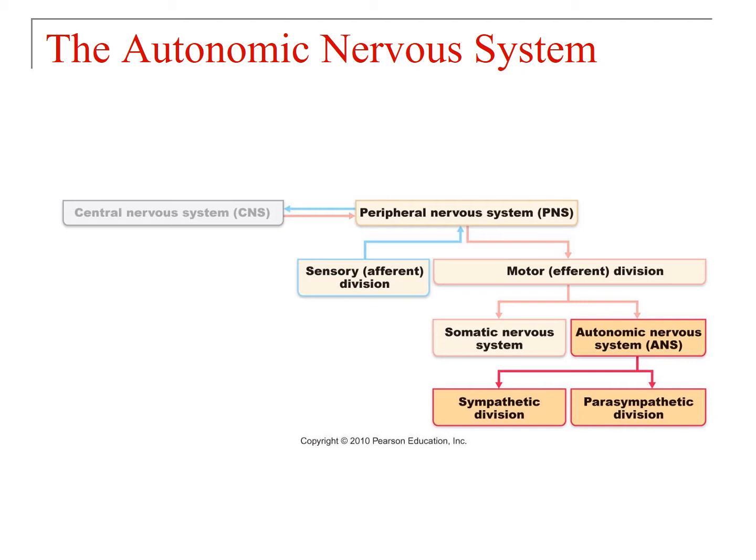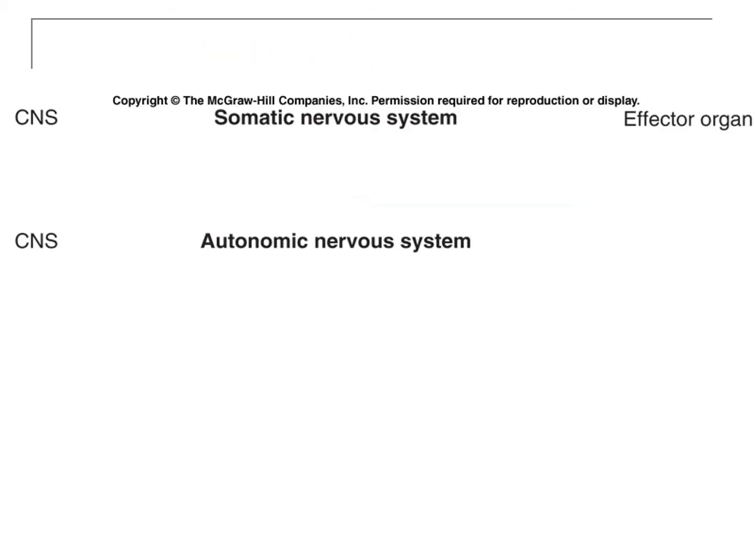So in this last video, we're going to talk about the autonomic nervous system. Basically, the autonomic nervous system is part of the motor or efferent division, and it can be divided into the sympathetic and parasympathetic division, and there are going to be some specific reasons why you make this division. So first, what I want to do is compare what you've seen already with muscles and the somatic nervous system to the autonomic nervous system.